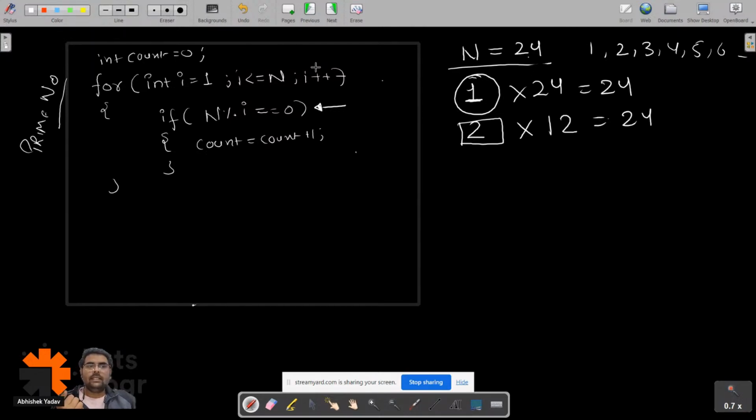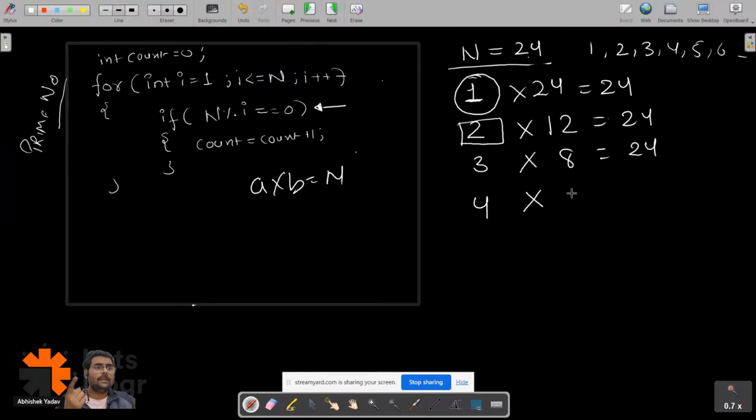And again, the value of i will get incremented to 3, right? And the next factor is what? If 3 is one factor, A into B is equal to n, then the next factor will be 8, right, everyone? 3 into 8 is equal to 24. And similarly, 4 is also a factor of 24. So if 4 is a factor of 24, then I can easily get the next factor also, that is 6, right, everyone?